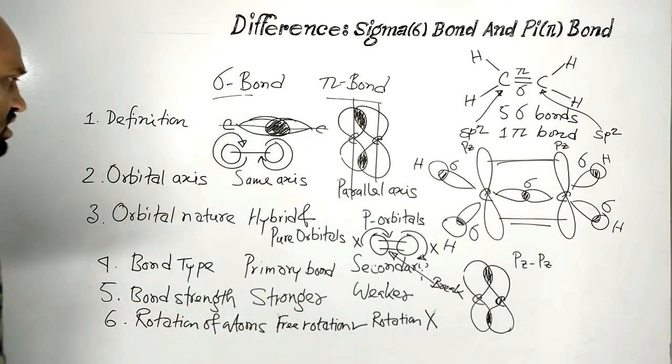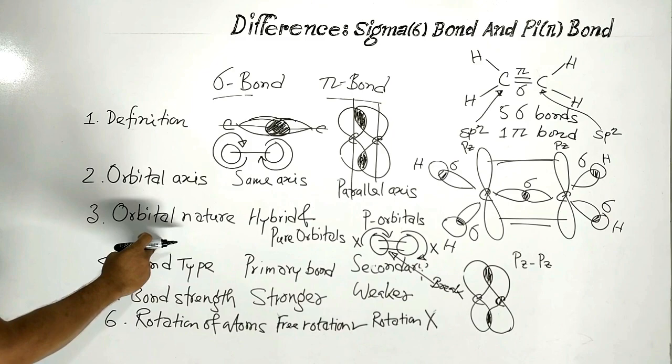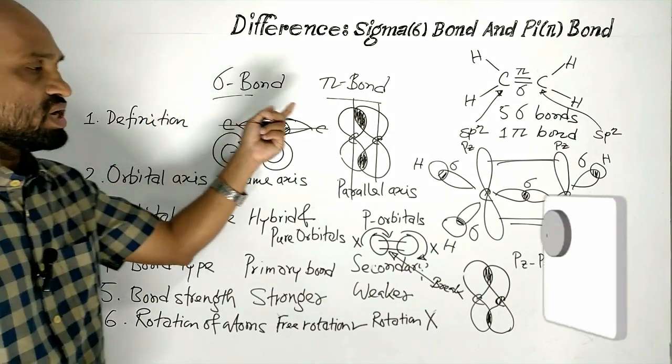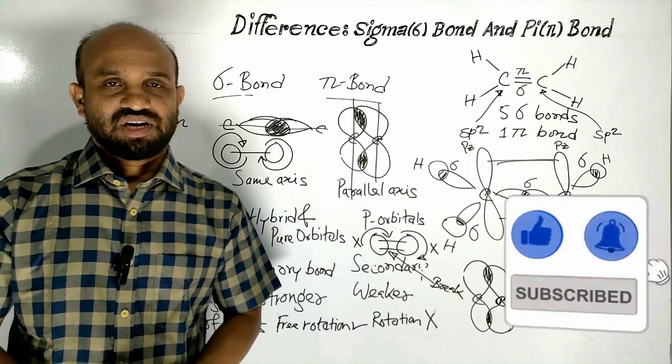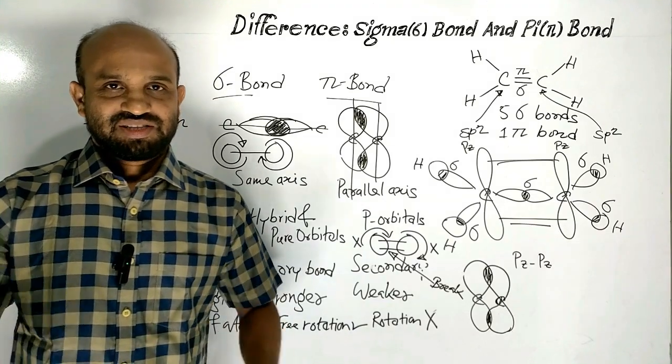So these are the characteristics of sigma bond and pi bond, that is, the differences between sigma bond and pi bond. No more today. Thank you very much.